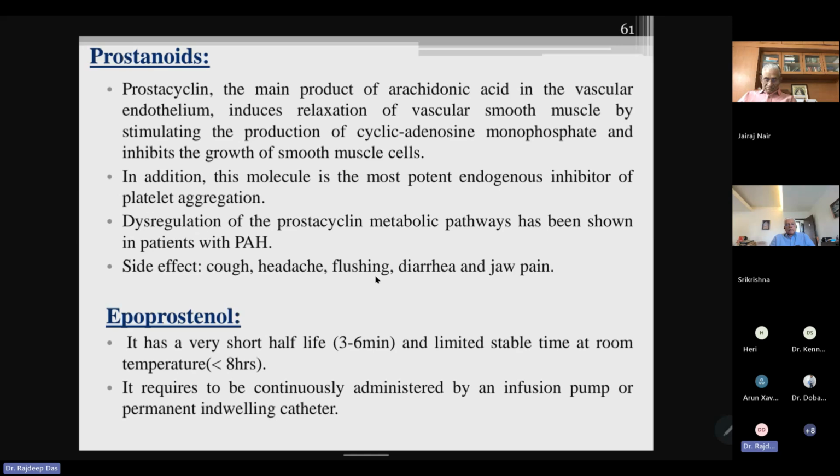Dysregulation of the prostacyclin metabolic pathway has been shown in patients with PAH. The main side effects of these drugs are cough, headache, flushing, diarrhea, and jaw pain. Of the prostanoids, the first developed was epoprostenol, and it has a very short half-life of 3 to 6 minutes and a limited stable time at room temperature. So it requires continuous administration by an infusion pump or a permanent indwelling catheter.